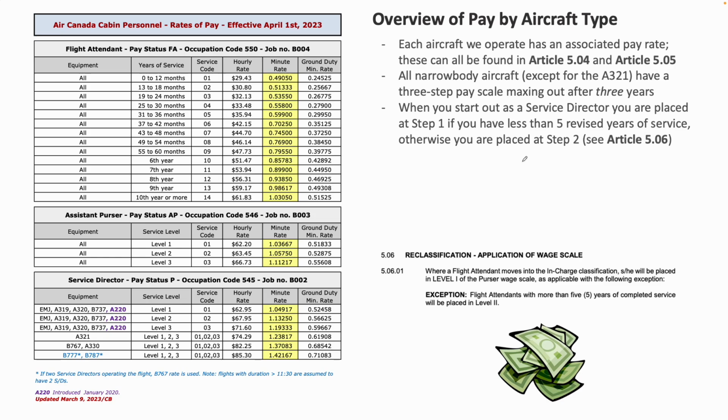When you start out as a service director, you are placed by default at step 1 if you have less than 5 revised years of service. So that would be corresponding to service code 1. If you have 5 revised years of service or more, when you start out as a service director, you are placed at step 2, and that corresponds to service code 2. You'll never start out at step 3. It's always going to be either step 1 or step 2.